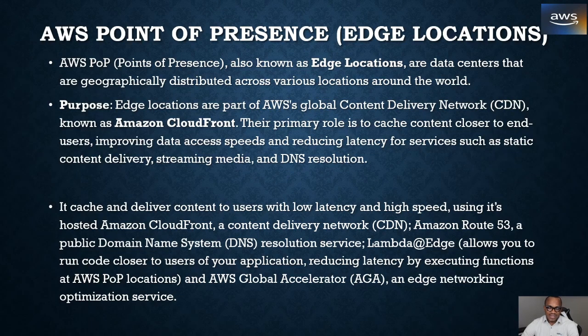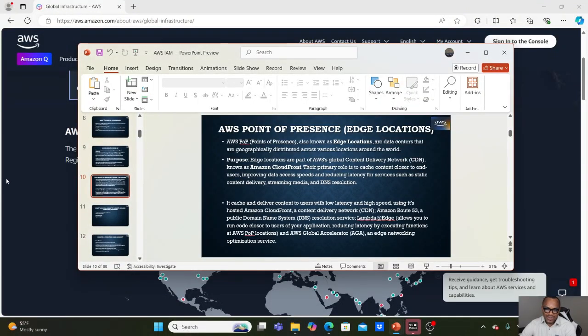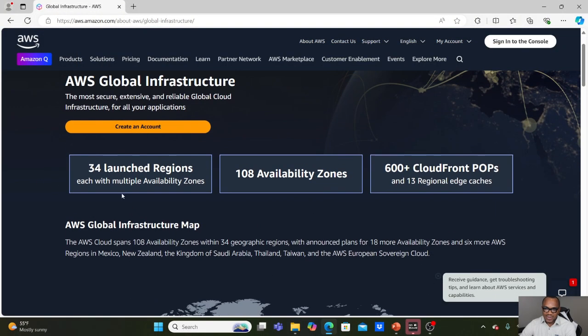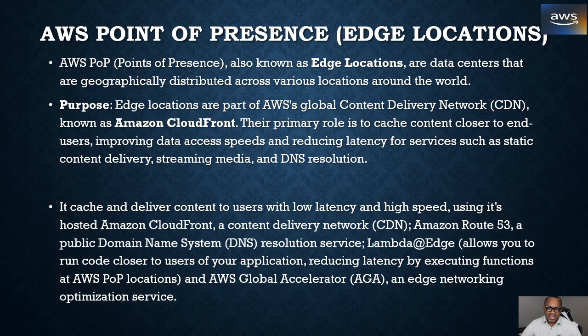That's why if you look at this AWS infrastructure, you will see that you have 108 availability zones, but 600 plus edge locations. These edge locations are designed to be closer to end users to optimize content delivery and user experience. The edge locations cache and deliver content to users with low latency and high speed using Amazon CloudFront, Route 53, Lambda at Edge, and AWS Global Accelerator.